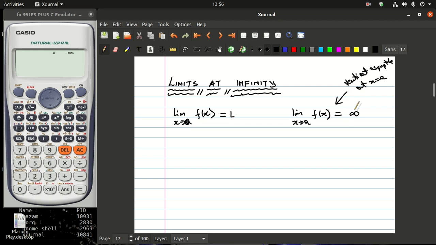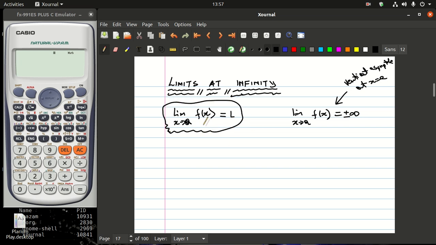So we can either have the limit as x approaches that to be positive infinity, or it can be negative infinity, or it cannot exist. Maybe on the left we have positive infinity, on the right we have negative infinity, or vice versa. So we talked about this, and we talked about this particular thing here.